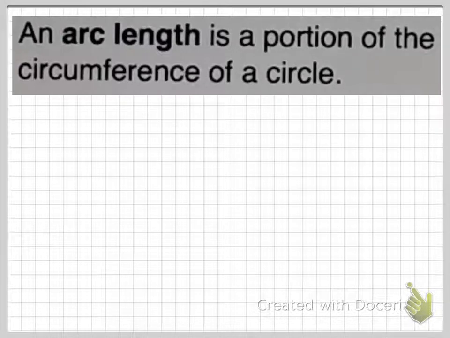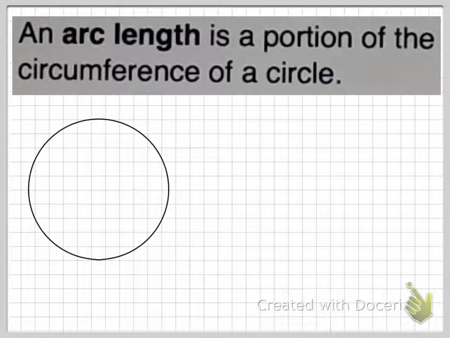And what is an arc length? Well, an arc length is a portion or a part of the circumference of a circle. It's a portion or a part of the whole entire distance around a circle. Part of a circle.